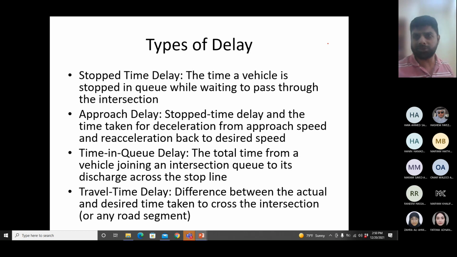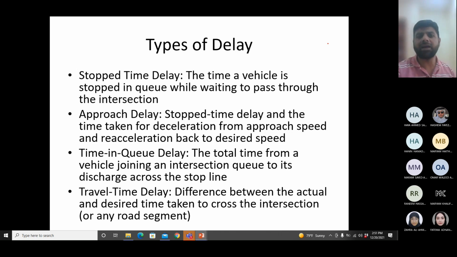So control or approach delay starts from the point of time when you start decelerating, and it is till the time when you accelerate to your desired speed. During this time, there's a queue in front of you, you will decelerate, you will join the queue, you have to stop for a few seconds, and then when you cross the stop line, you start accelerating back to the desired speed. And all these things are included in approach delay or control delay.